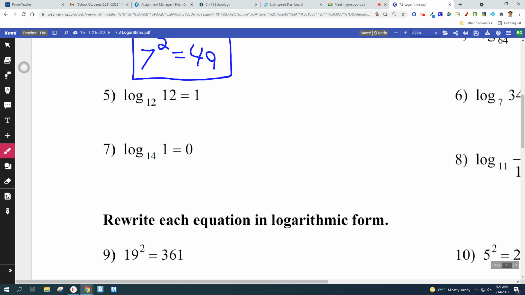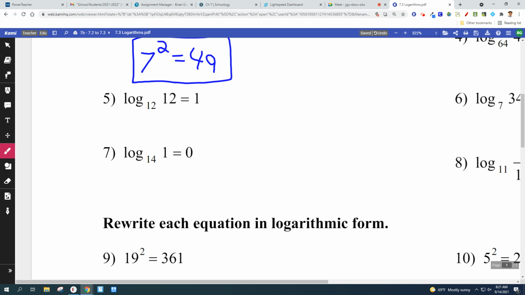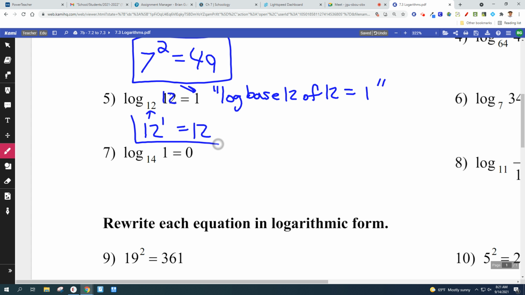So number 5, again, I want to remind you how to read this. If I was reading it, I would say log base 12 of 12 equals 1. That's how you read it. But we are translating this to exponential form. And so we have a base, this is the base. A log equals the exponent, so that's the exponent. And it's going to equal the other number, this number. 12 to the first equals 12. That's your exponential.